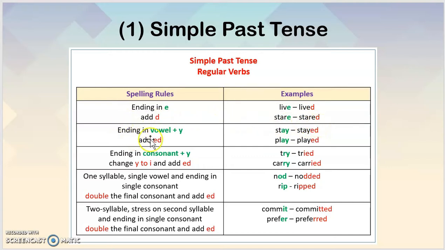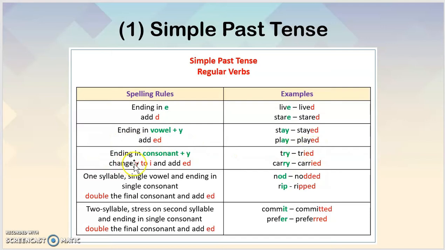Second rule, ending in vowel plus Y. Vowel means A, E, I, O, U. Alright? You add ED. For example, stay, S-T-A-Y. A is a vowel. It ends with Y, so the word becomes stayed, plus ed. The second one, play. Plus ed becomes played.